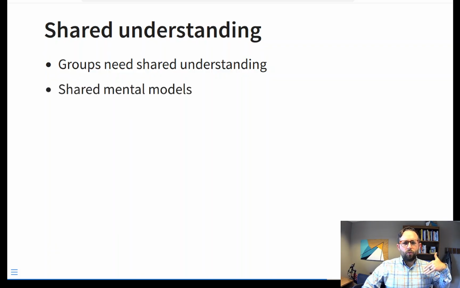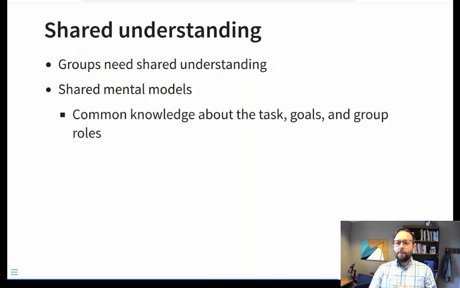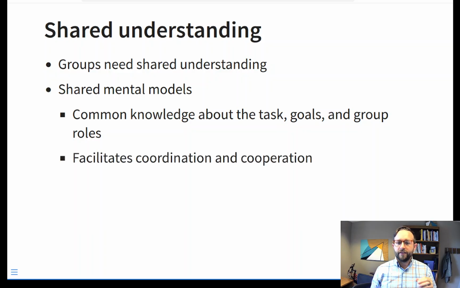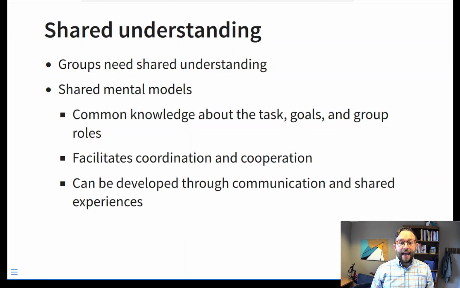One way of thinking about this is as shared mental models. This is common knowledge about what the group is, what roles people have, and what the tasks are. These can really facilitate coordination and cooperation, and they have to be developed. This takes additional overhead to build shared mental models and make them work.